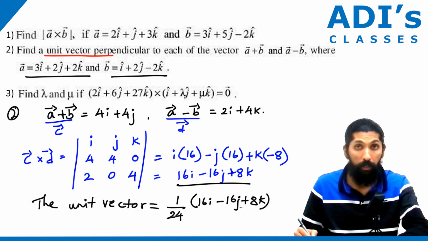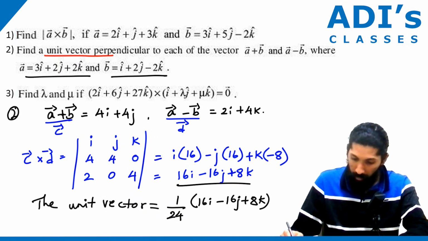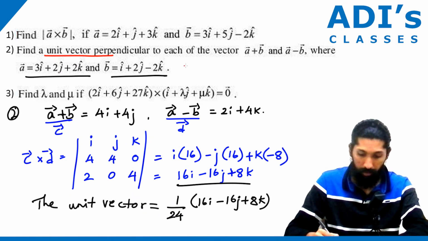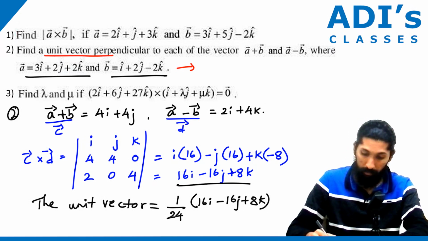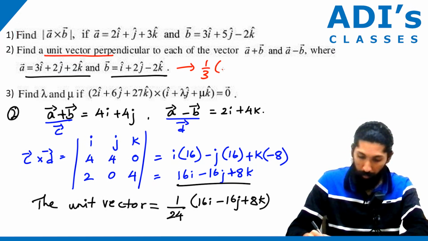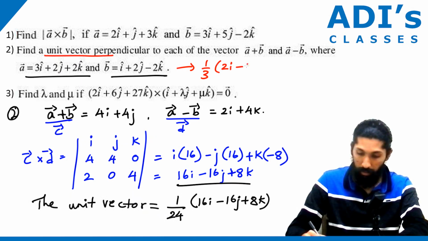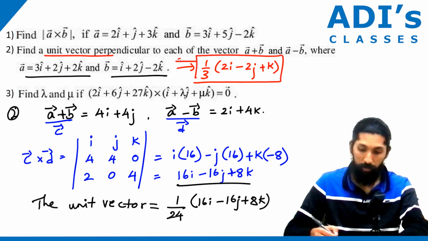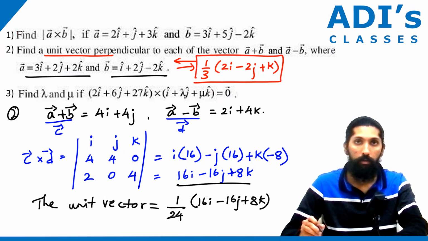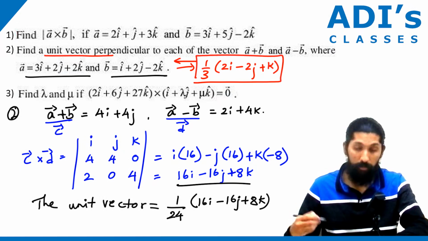Now remember, you can take 8 common. If you take 8 common, I might as well write the answer here. So the unit vector becomes 1 by 3 of 2i minus 2j plus k. This becomes the answer for the second question. Fine, this is how we calculate the unit vector. Alright, let's do the third one now.